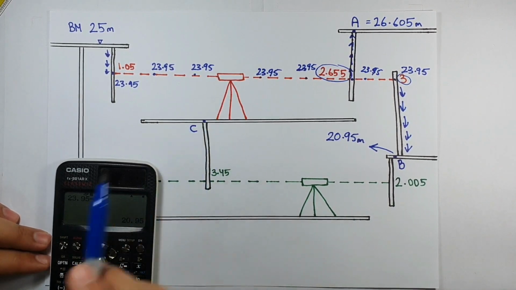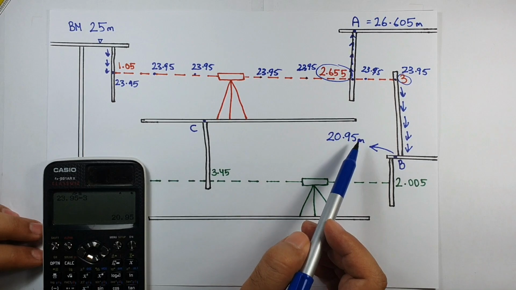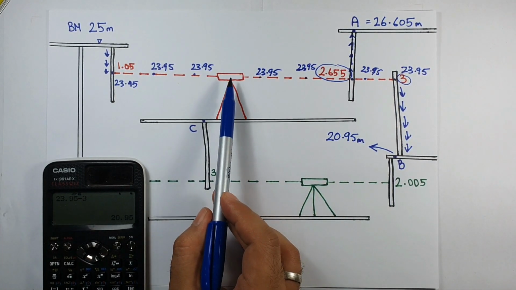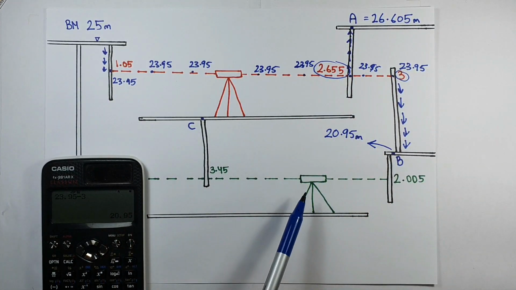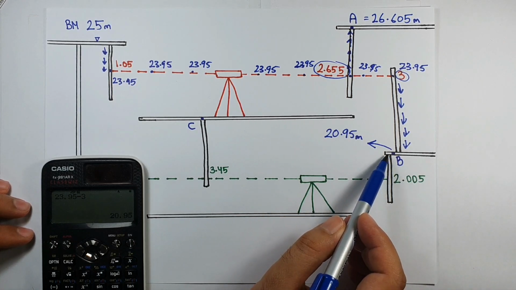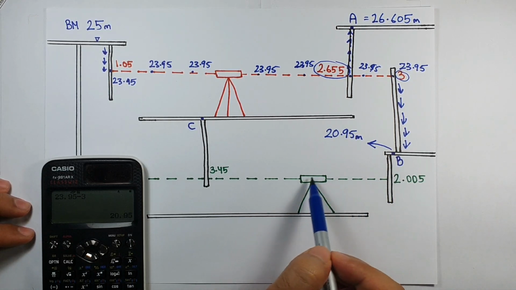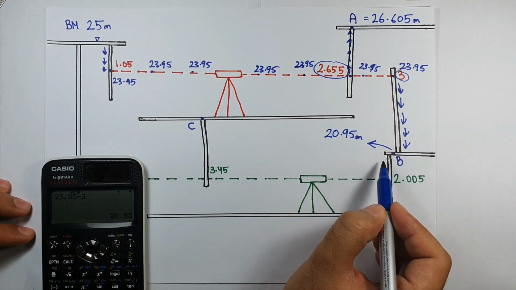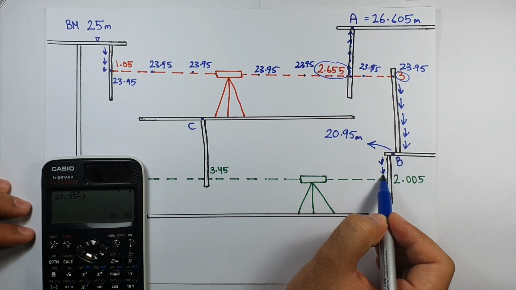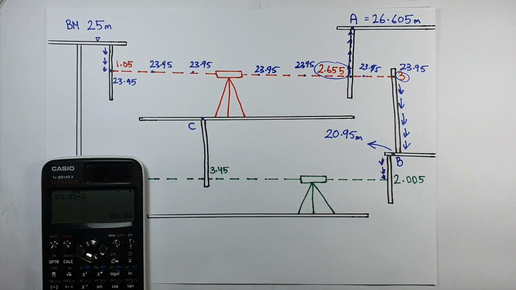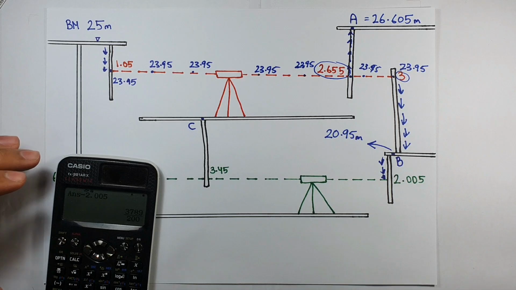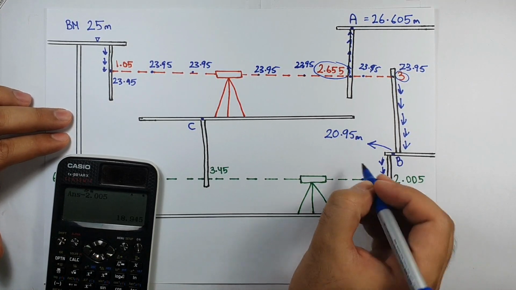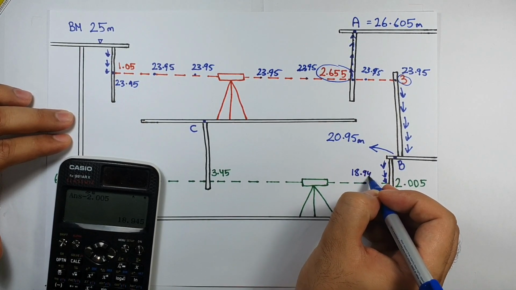Next, I have to go to point C. But before going to point C, I have to shift now from the first setup, or from the first device, which is the red device or the red equipment, to the second equipment, which is the green equipment. So from point B, I have to go down to find the second HPC, which is the green HPC. From point B going down, we said that going down means subtracting. So we'll say 20.95 minus 2.005. I will get 18.945.